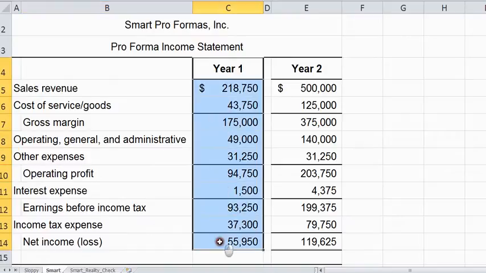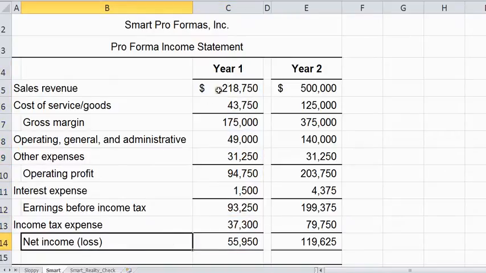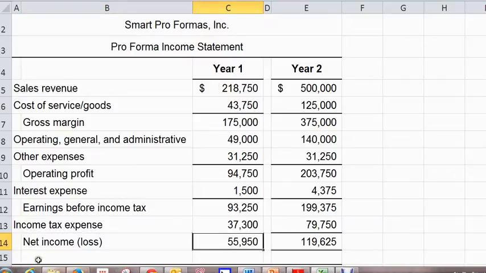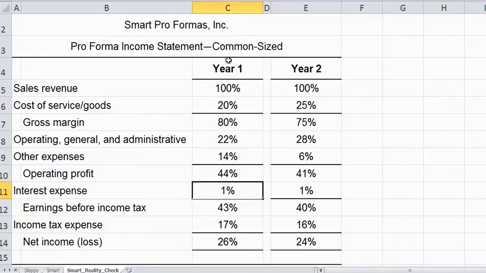It's okay to start with year 1, but if you had year 2, that would be all right. But for a pro forma, I think most people are going to find it easier to read that way. Finally, there's one other thing you could do as a reality check for your numbers, and it's called common sizing.